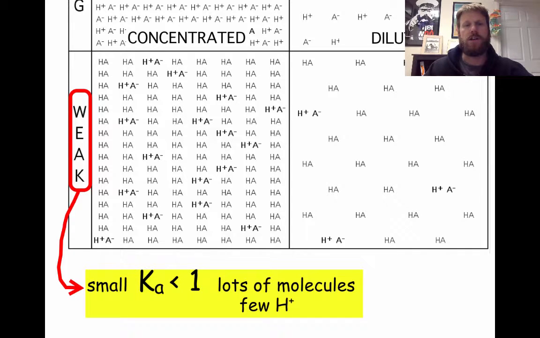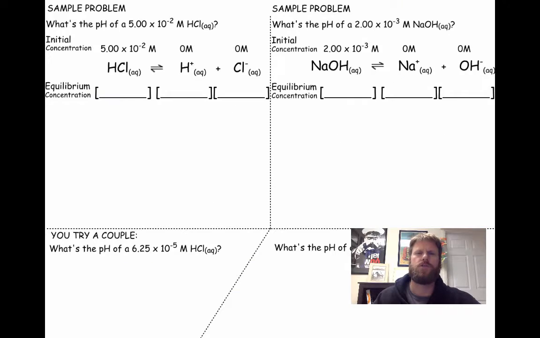More molecules, fewer ions. Let's do a few sample problems with strong acids and bases. So what's the pH of a 5.0 times 10 to the negative second molar HCl solution? If you look up the Ka value for HCl on the table, it's going to say very large. That means it is a strong acid.